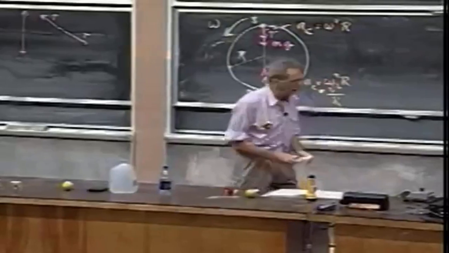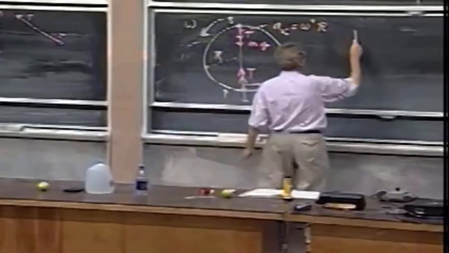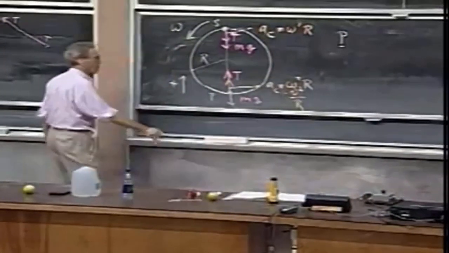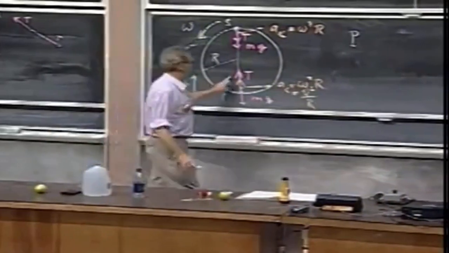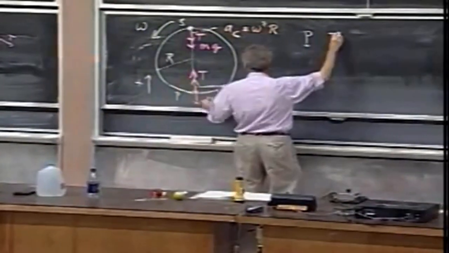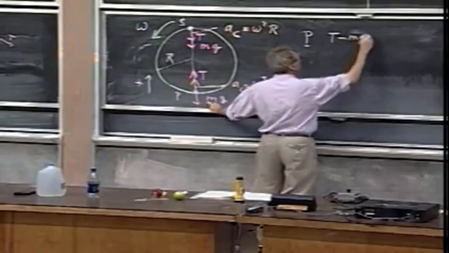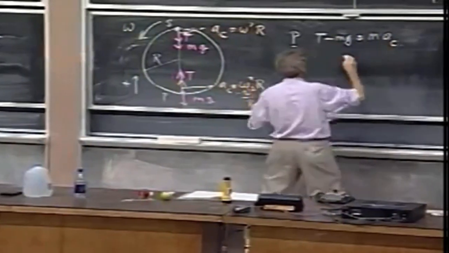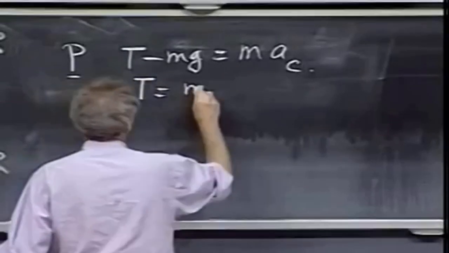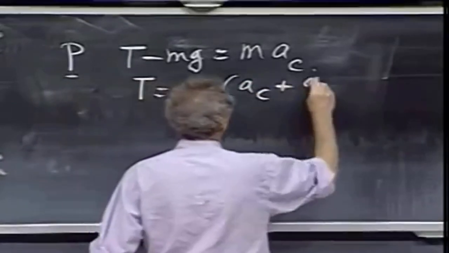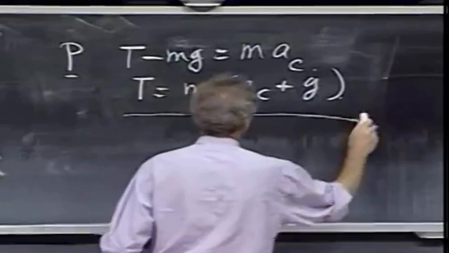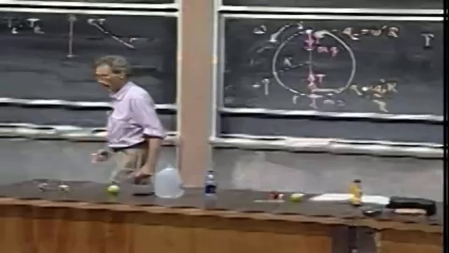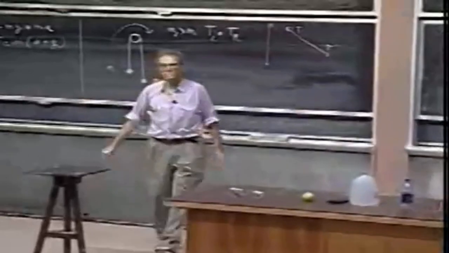Let's now evaluate first the situation at P. And I will call this plus, and I'll call this minus. So what I get now is that T minus mg must be m times the centripetal acceleration. So T must be m times the centripetal acceleration plus g. Hey, that looks very familiar. It looks like someone is being accelerated in an elevator. Almost the same equation.